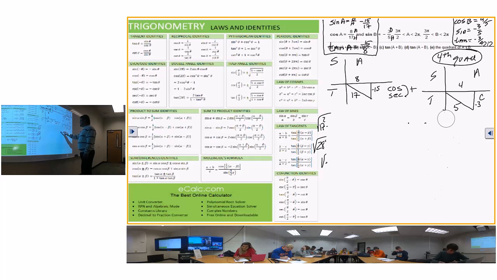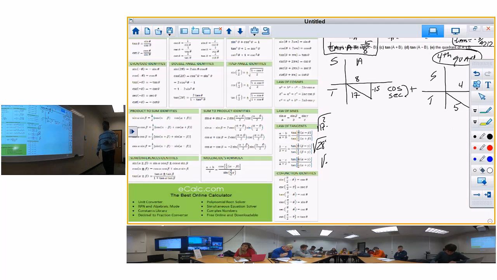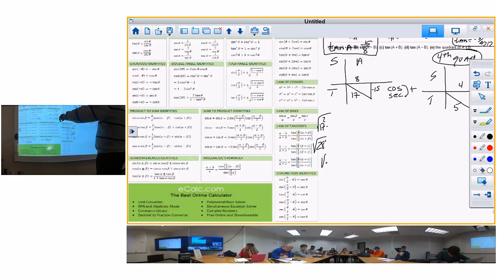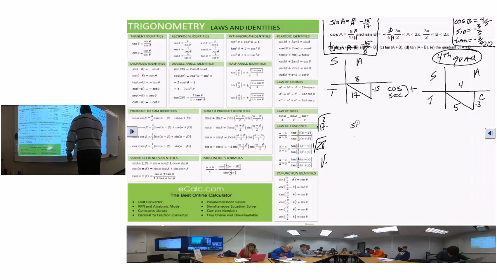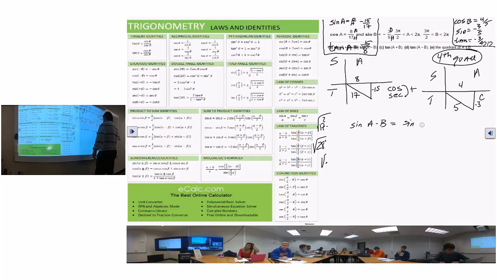Now the reason I'm not erasing it is to show you again, you've done 2 out of 3 parts. The third part is what you have to do over and over. So, sine of A minus B is sine cosine minus cosine sine, right? Sine of A minus B is equal to sine cosine minus cosine sine.